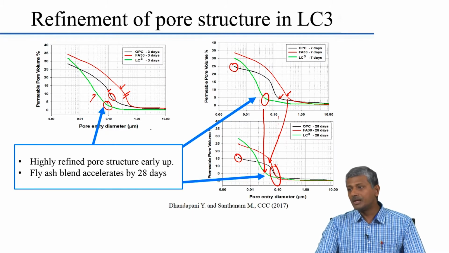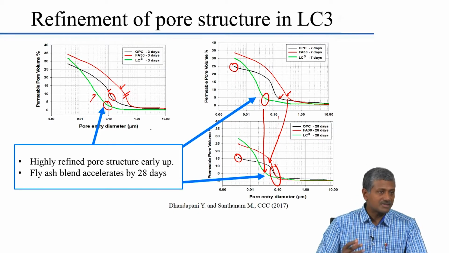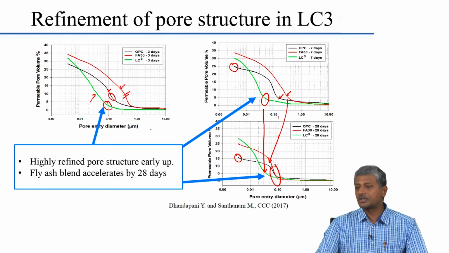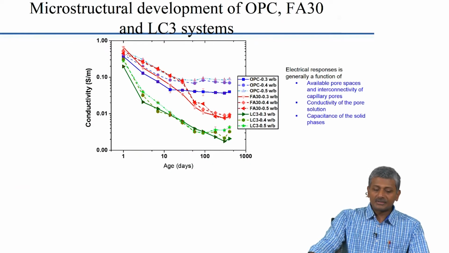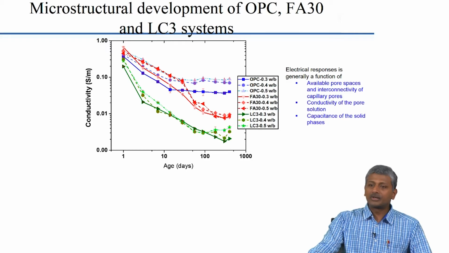And possibly when you extend the curing to 90 days, you may even see that effect quite strongly with respect to fly ash based mixes. Okay. So, again what we have seen is the microstructural development in terms of mercury intrusion porosimetry.